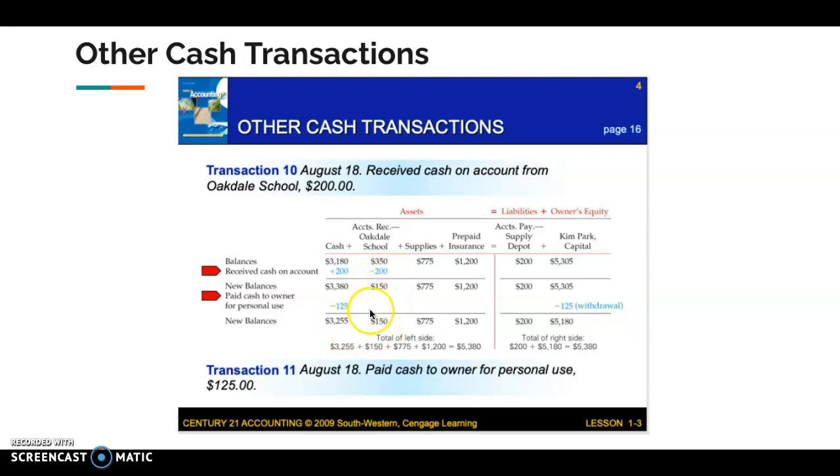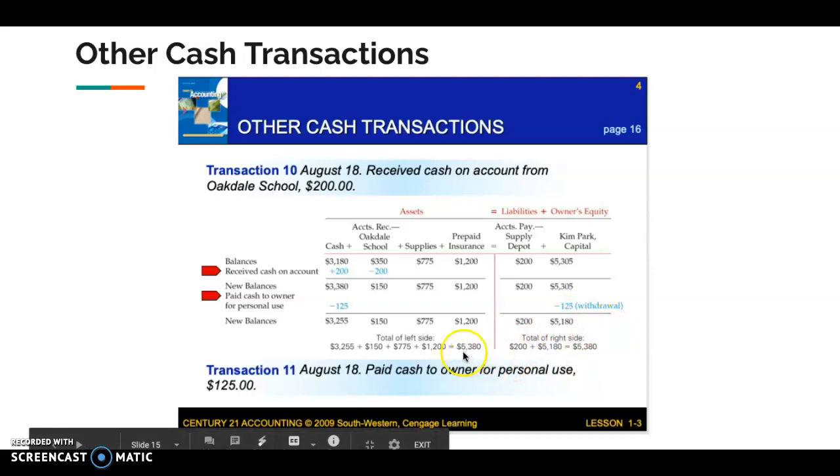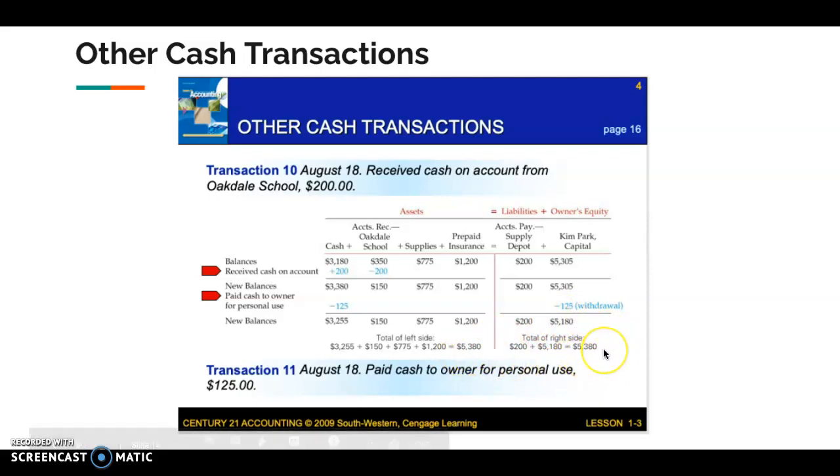And then if it's not affected, we're bringing it down, and we're always adding up the assets to get a total, and we're always adding up the liabilities and owner's equity to get totals, and our accounting equation should always equal. Okay, so that was pretty fast.